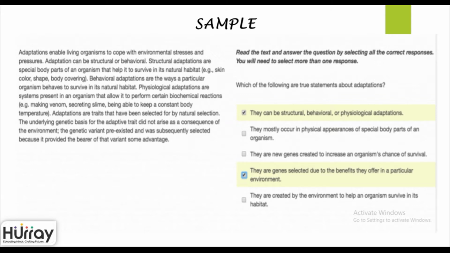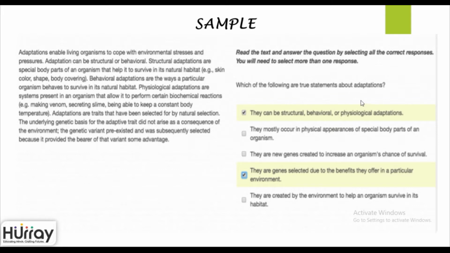Now here is a sample of what the item type looks like. This is your text. You have to read it. You have to figure out which out of these options is the correct one. So your instruction is given at the beginning. It says read the text and answer the question by selecting all the correct responses. You will need to select more than one correct response. Following this, you will be given a question.